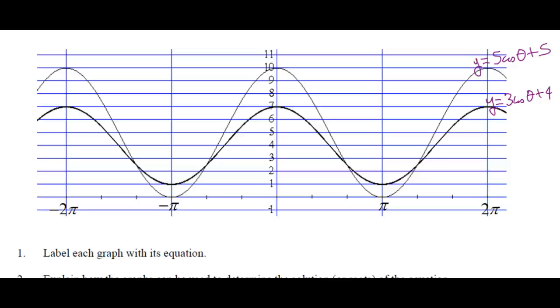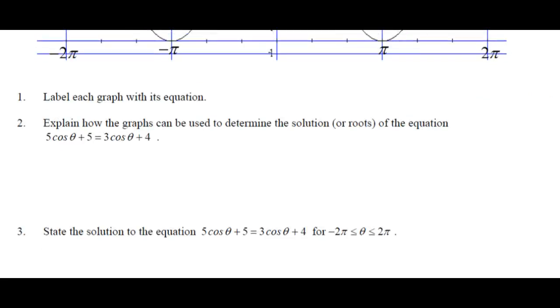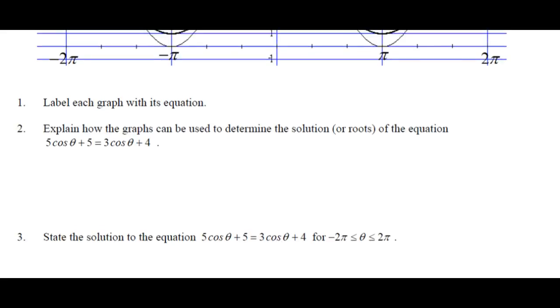Where they intersect, right? Because 5 cos theta plus 5 is this graph. We want to know, when is this graph equal to that graph? Where they intersect, where their y values are the same. Okay, so we need the intersection. But what is it about the intersection that we're interested in? The x value, the theta value, right? We're interested in the theta value of the point of intersection.